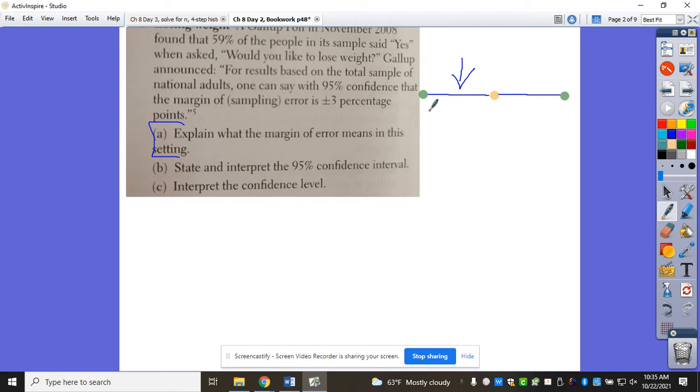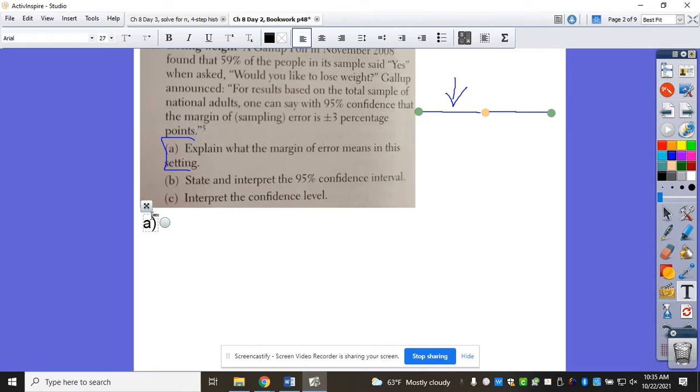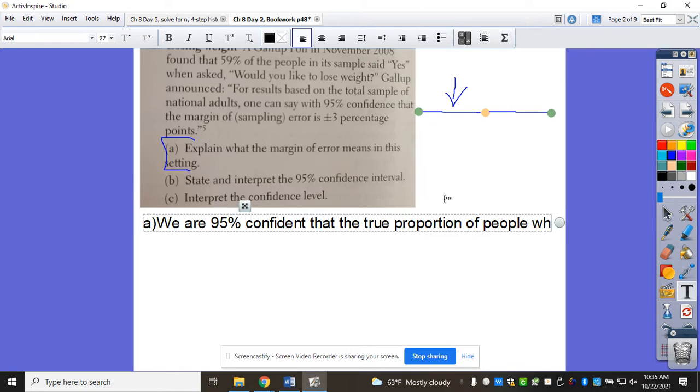The way the book said this one is if we were to repeat the sampling procedure many, many times, on average, the sample proportion would be within 3 percentage points of the true proportion. I was talking to people, and I would probably have you have written something like, that's the part I want you to talk about.